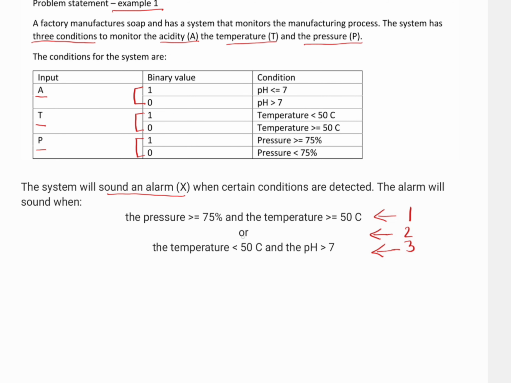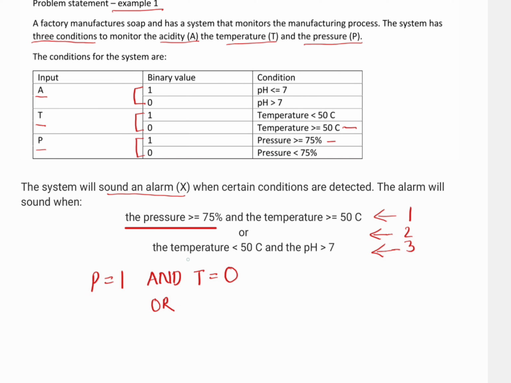Let's try to relate these statements to the given table. So it says the pressure is greater than 75. So you need to look for the pressure. The pressure is represented by P. So P, and it's greater than or equal to 75, so P is equal to 1. And you have to write the gate as it is, followed by the temperature. Temperature is represented by T. The temperature is greater than or equal to 50, so T is equal to 0. Then you have to write the OR as it is.